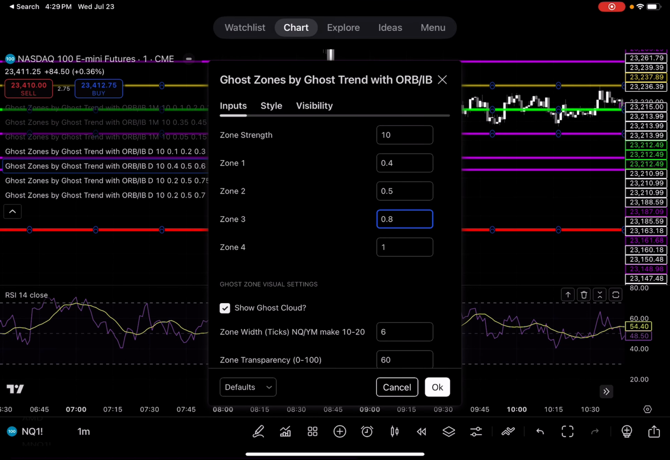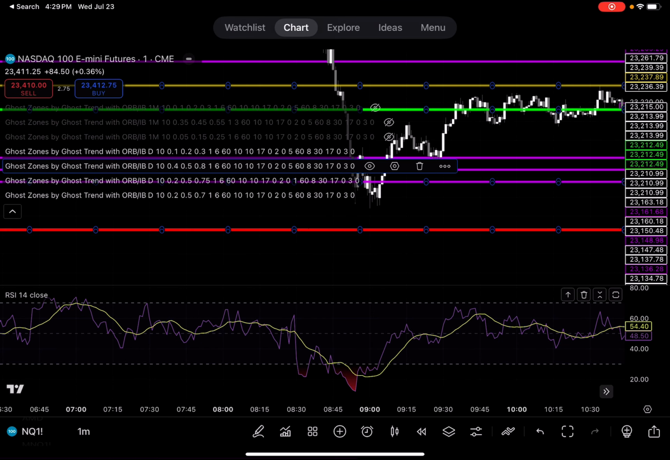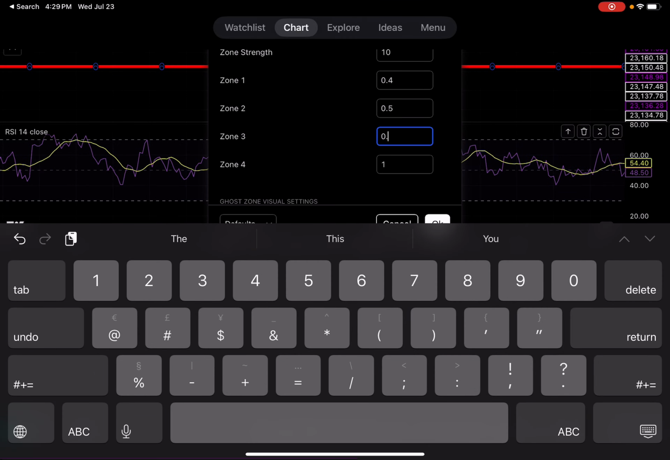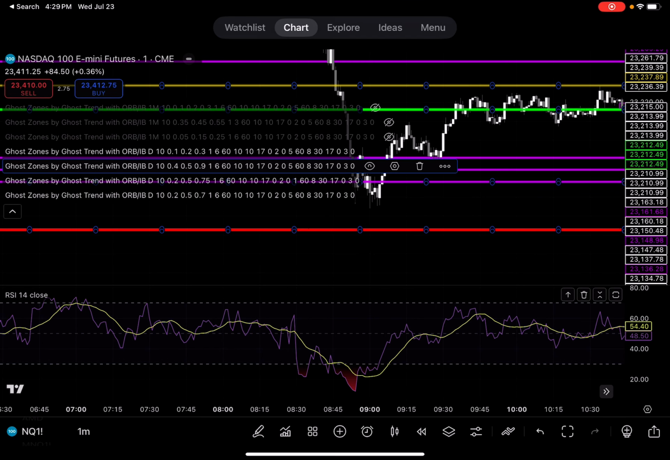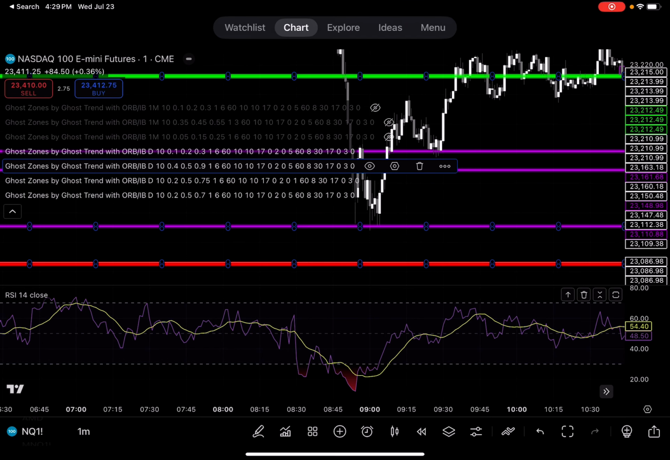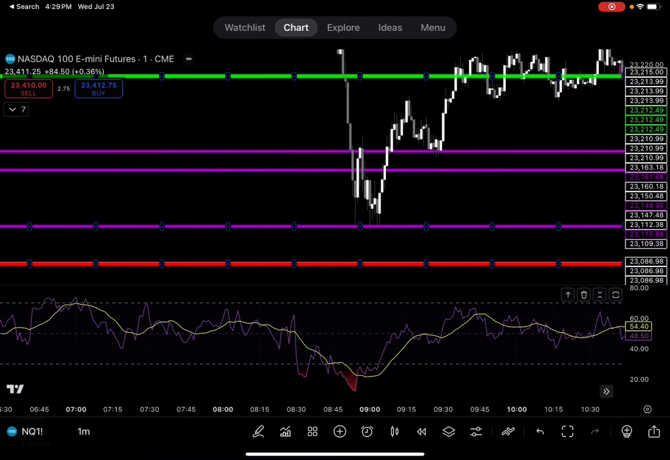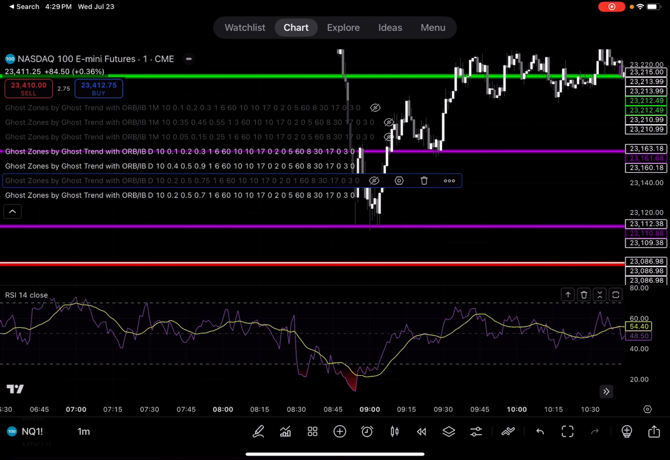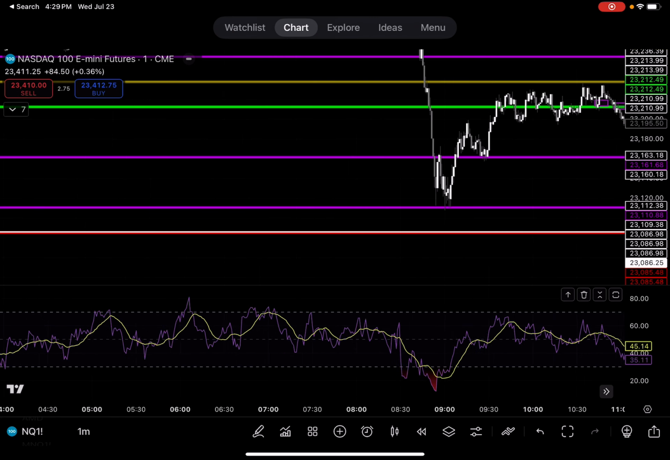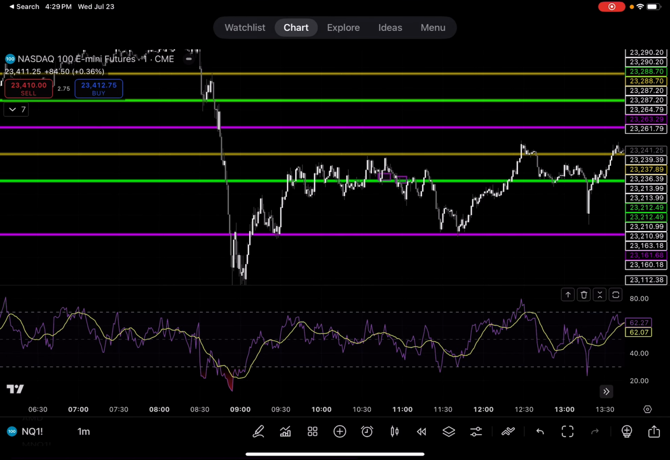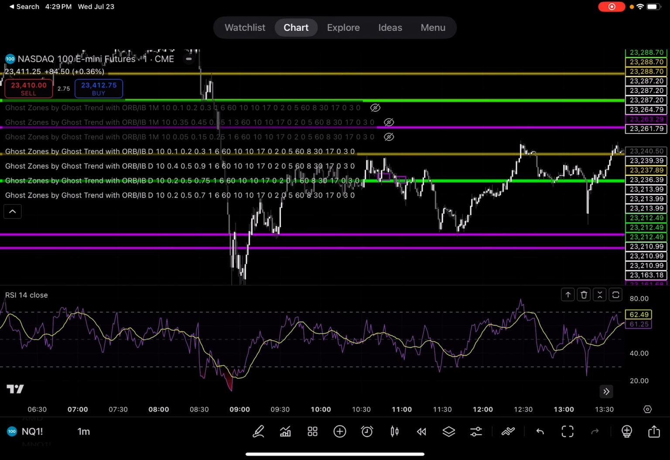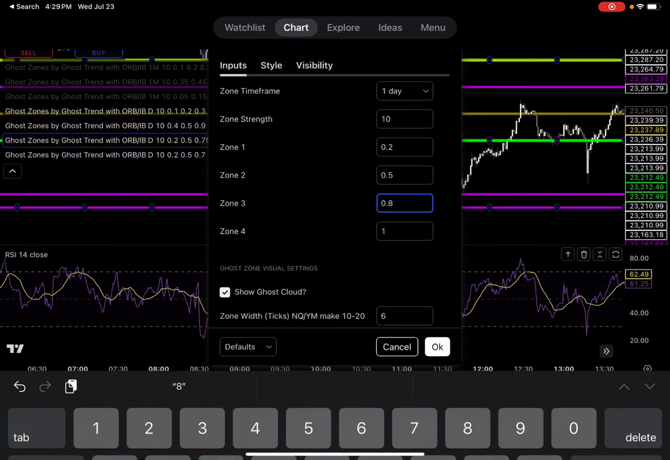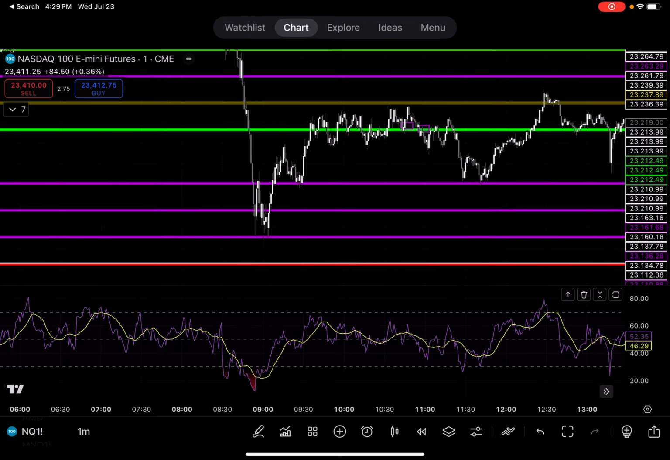So I was playing around with some more settings. You could do 0.8, 0.9, etc. and see which ones look pretty good. So that's 0.7, 0.9. You could do one per box like this. 0.8.